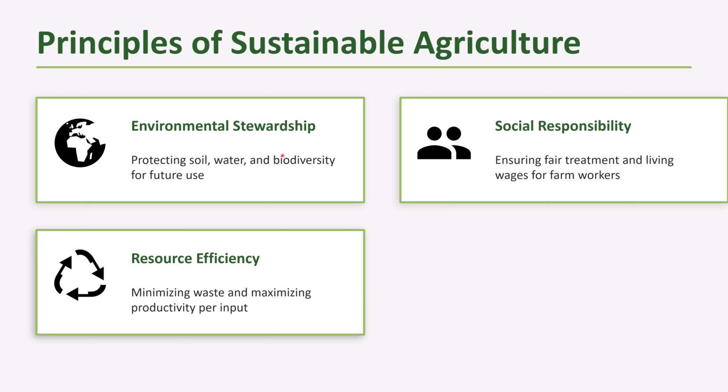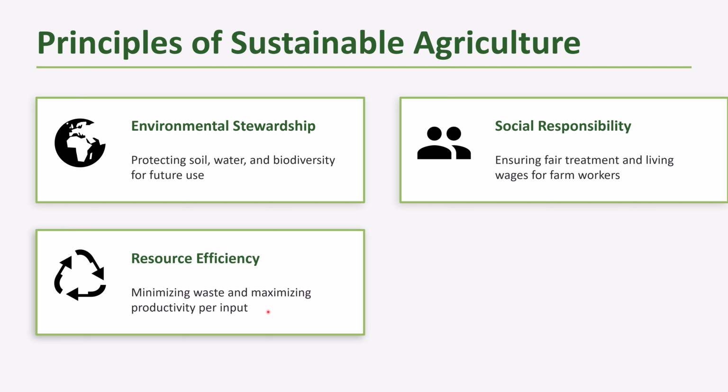It focuses on protecting our natural capital, especially soil, water, and biodiversity, so they remain healthy and available for future use. Second is social responsibility. Agriculture is a human endeavor. This principle ensures that sustainability includes people, focusing on the fair treatment of farm workers and ensuring they are paid living wages for their essential labor.